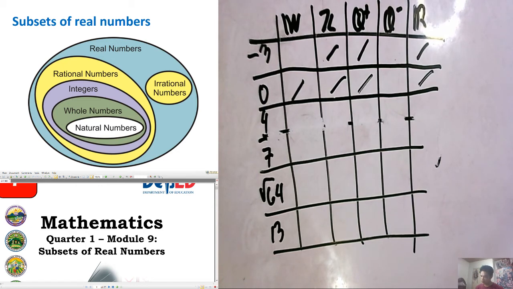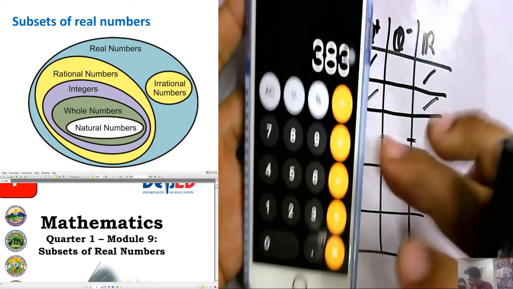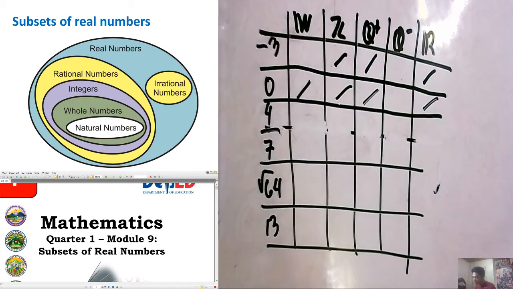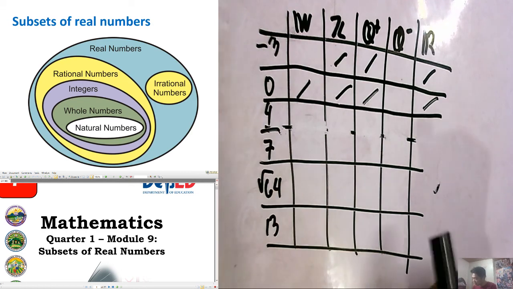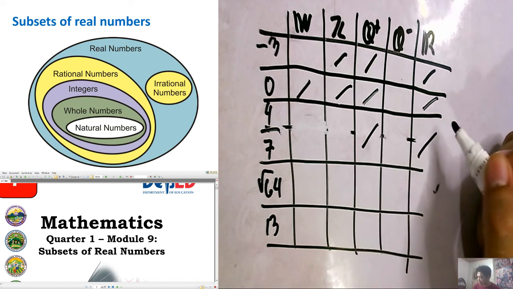The next example is 4 over 7. If we use a calculator, 4 divided by 7, we have 0.57142857, and so on and so forth. So these numbers will not end. Therefore, we could say that this one is a rational number. And all rational numbers are real numbers at the same time.